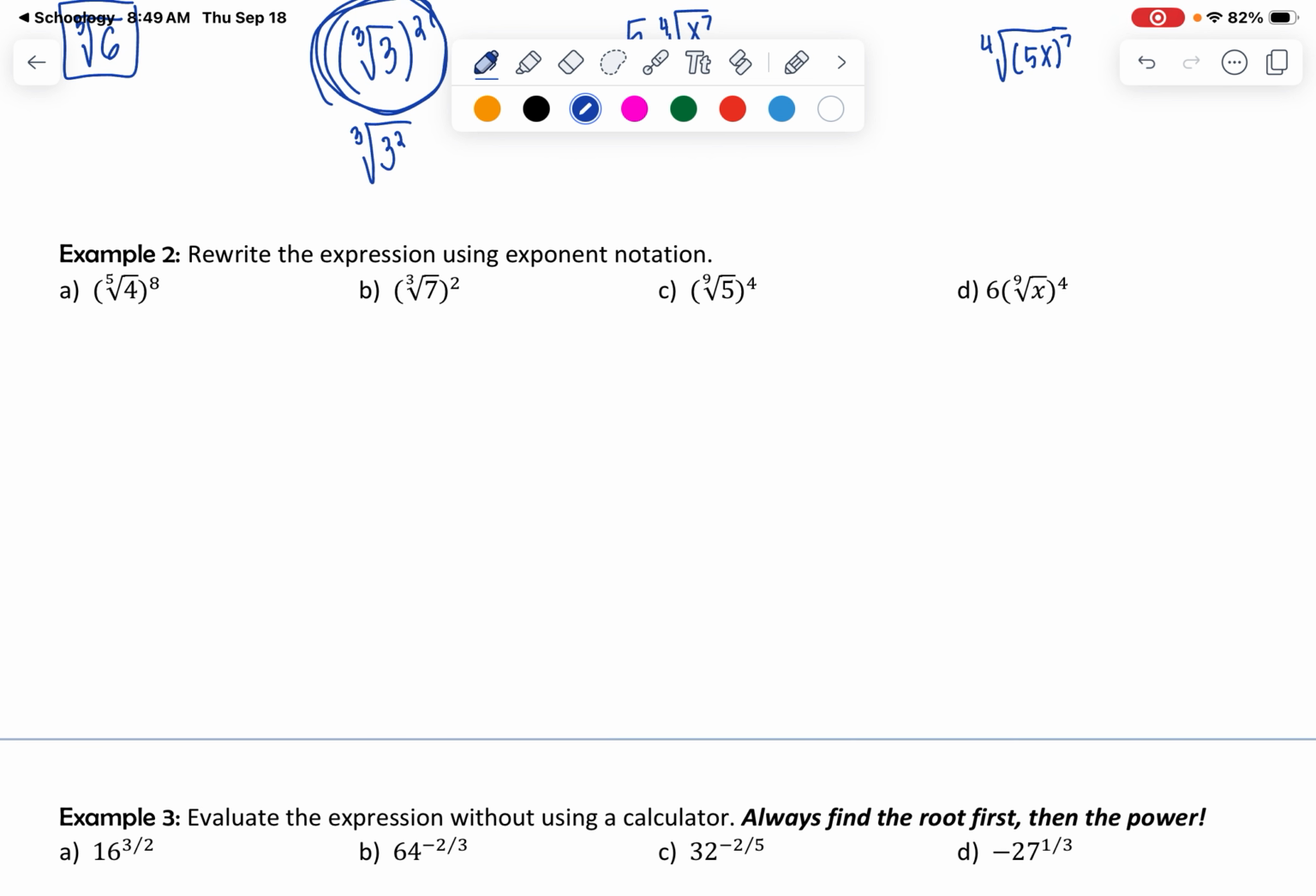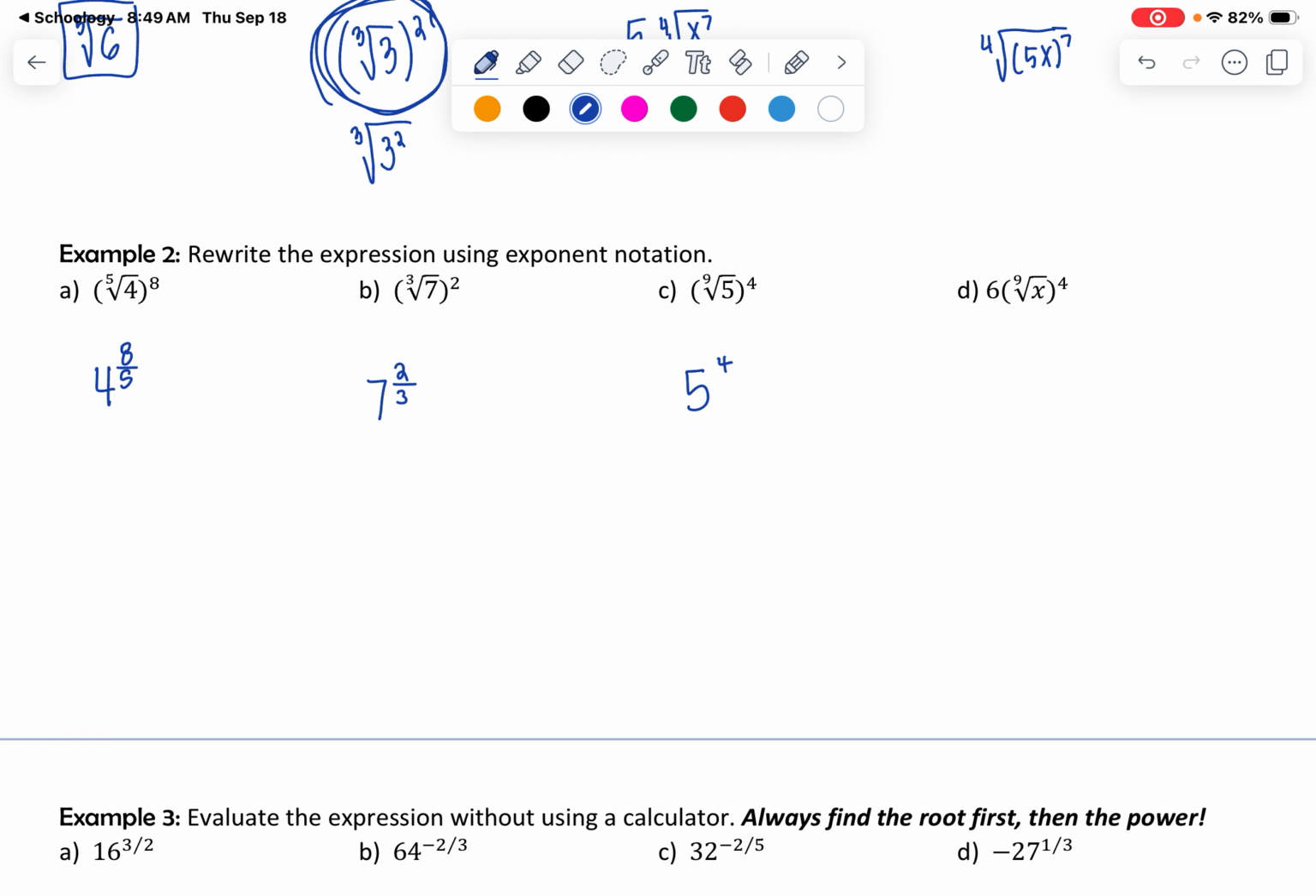Rewrite the expression using exponential notation. So this is going to be 4 to the 8/5 power, that's the power, 5ths, that's your new root. This is 7 squared, and then you're going to cube root it, so 1/3 power.